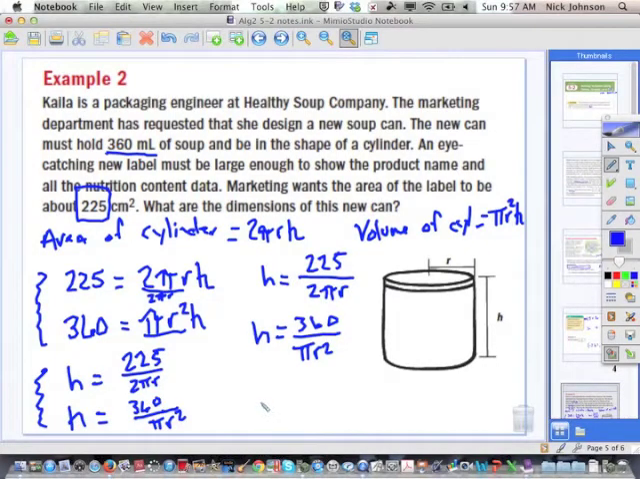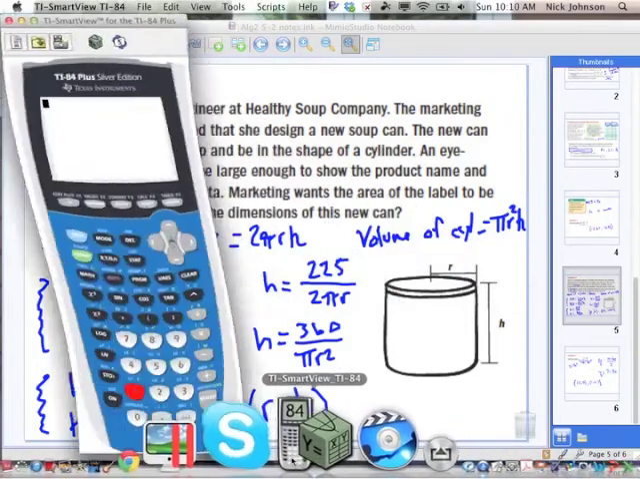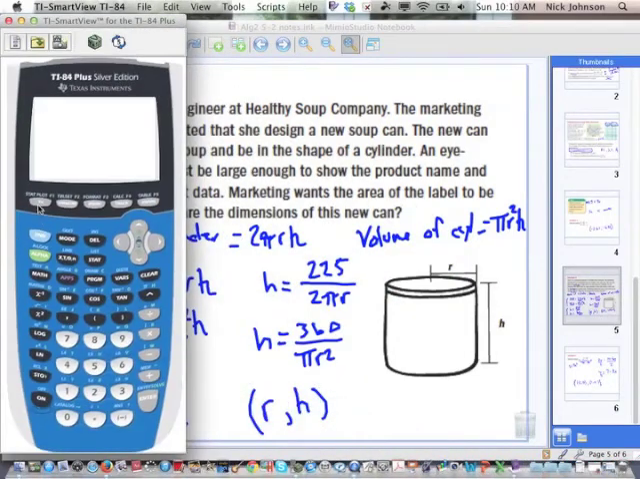So, when we get an answer out, r comma h, okay? So r is going to be my radius, okay, of my cylinder can, and h is going to be my height. So we're going to find out using these two things, having this volume, having this area, what shape my can is going to have to be. So I'm going to go to our calculator to show you that we can put this in on our calculator.